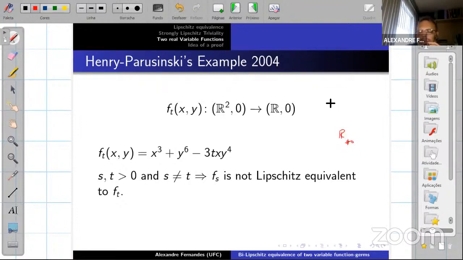or R minus, I don't remember. And the invariant gives us that in this family, F_s is not Lipschitz equivalent to F_t if s is different to t and they are positive. When s and t are negative, all the members of the family are bi-Lipschitz equivalent. In this case, we don't have a polar set. In this case, it's easy to build a vector field and to show that all the members of the family are strongly bi-Lipschitz equivalent when t is negative.